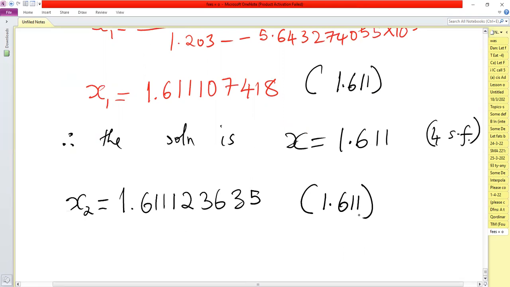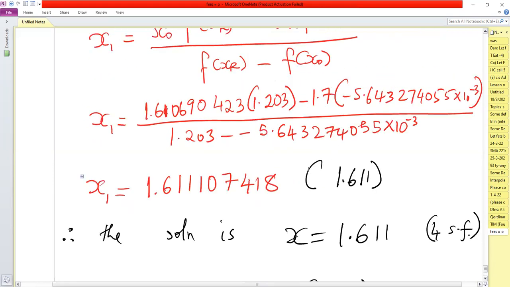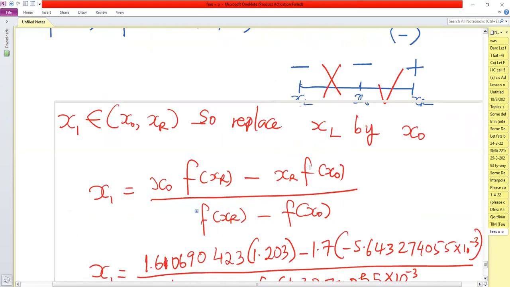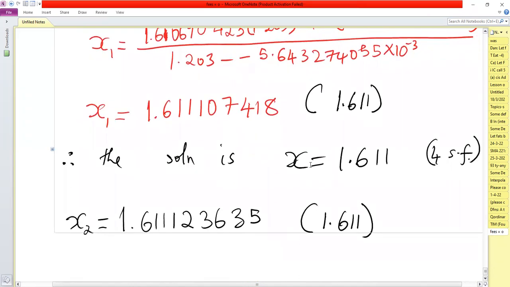For this particular method, X2 is unnecessary because X0 and X1, rounded off to the stated level of accuracy, already give the same answers. You can do it for confirmation, but stopping at X1 will make your answer valid, because X0 and X1 both rounded off to four significant figures have the same answer of 1.611. Thank you.